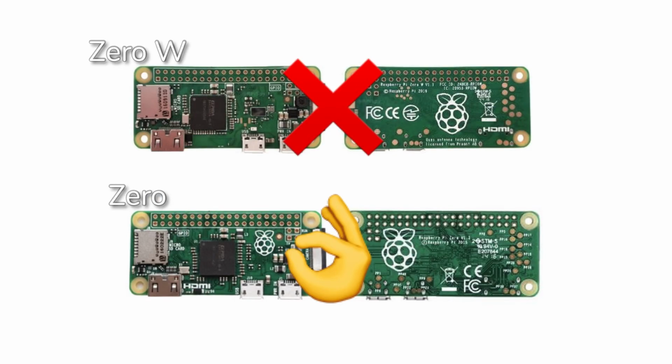I should also note that this whole process is for Raspberry Pi Zero, not a Zero W. In the future, I plan on making a separate video for the W, so for now, we're just going to be dealing with Raspberry Pis that don't have any kind of wireless features. So alright, let's get into it.